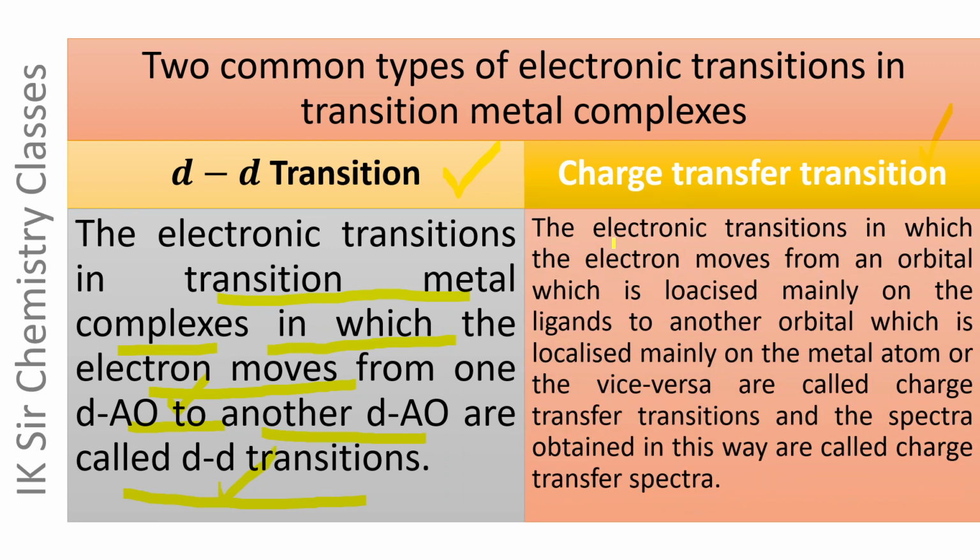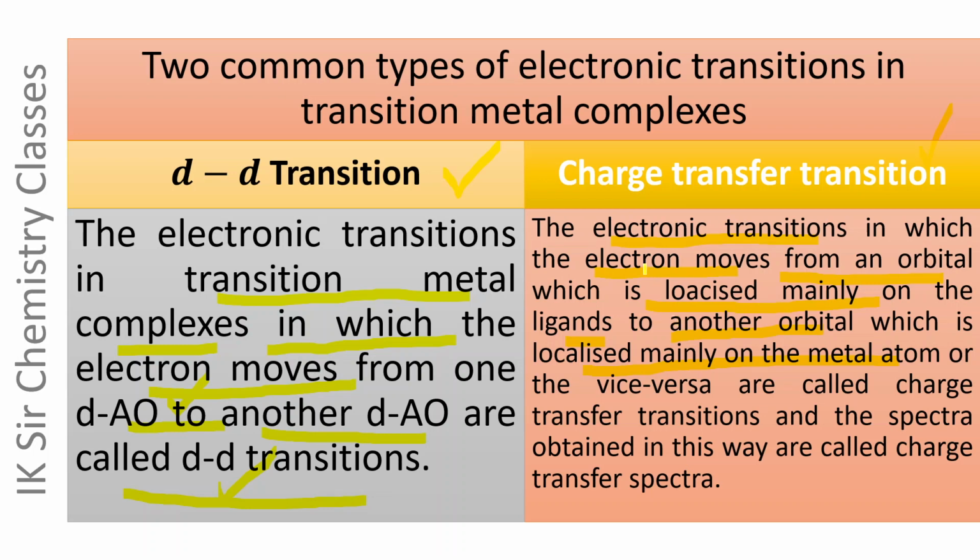While the electronic transitions in which the electron moves from an orbital which is localized mainly on the ligands to another orbital which is localized mainly on the metal atom or vice versa are called charge transfer transitions, and the spectra obtained in this way are called charge transfer spectra.